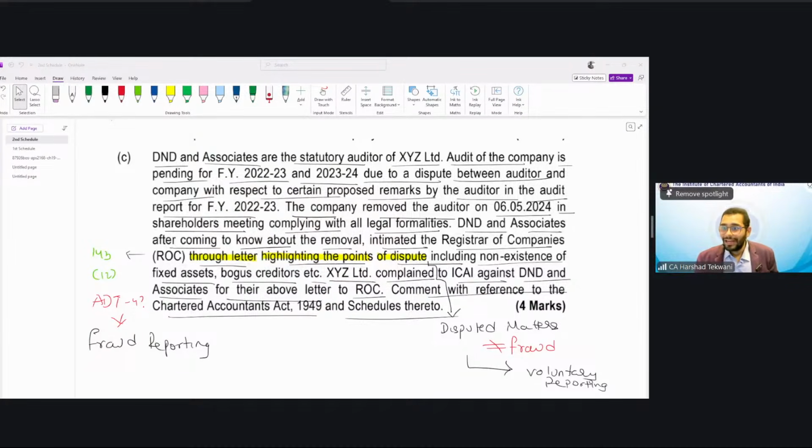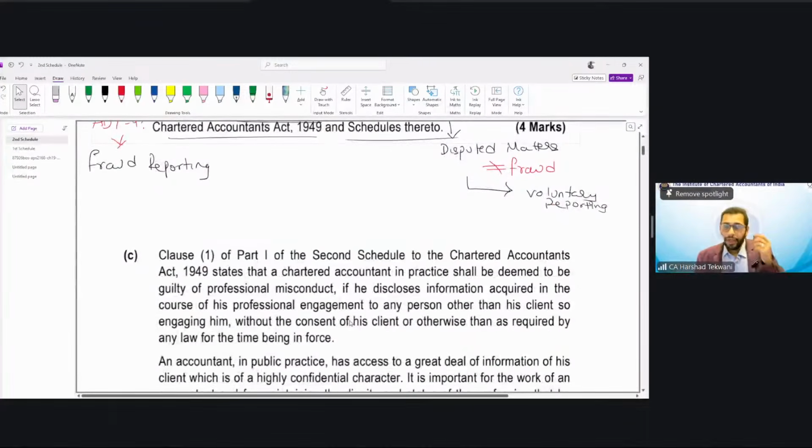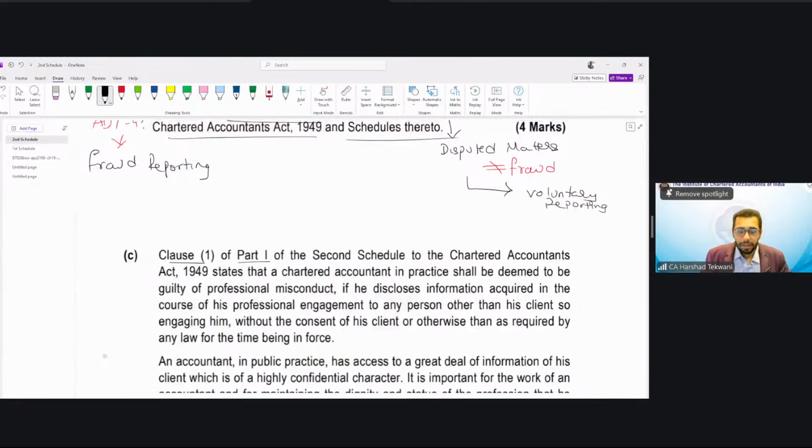Let's see how we need to write the answer. As I discussed in the previous session also, when you write the answer, start with the clause, the part, and the schedule. Do not alter the way they are required to be written in the CA Act. That's where you first quote your provision: that a chartered accountant in practice shall be deemed to be guilty of professional misconduct if he discloses information acquired in the course of professional engagement to any other person without the consent of the client, or when it is not required by law.